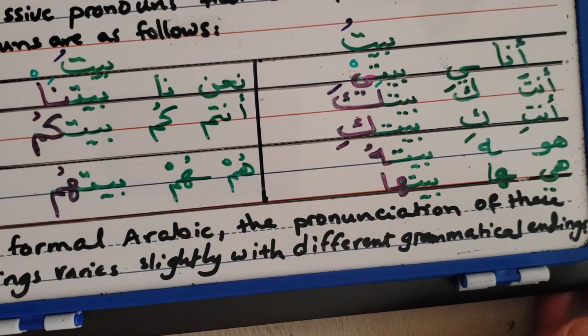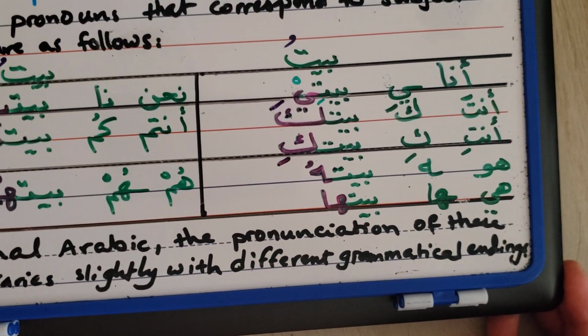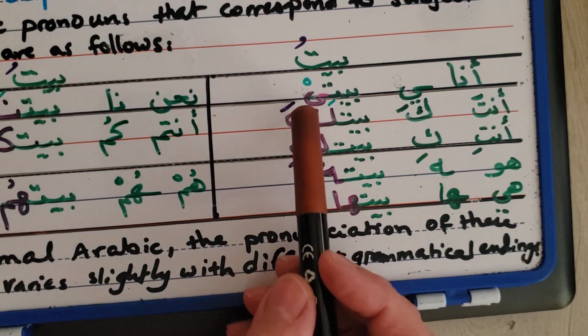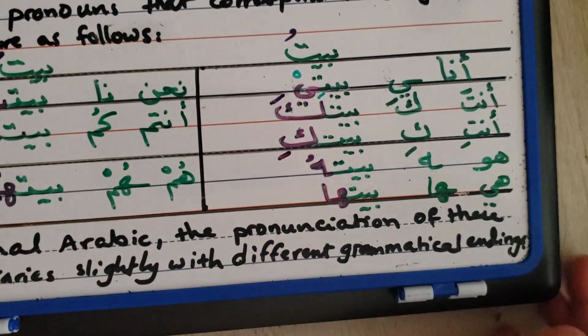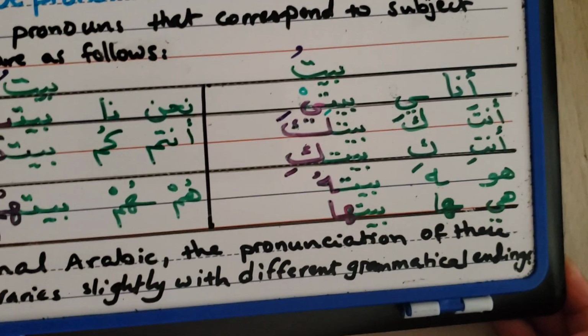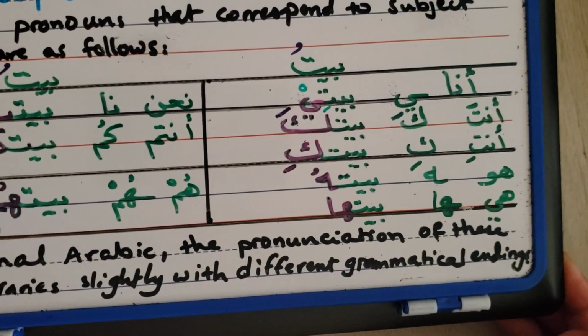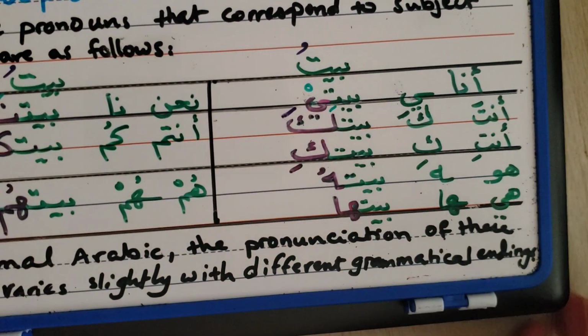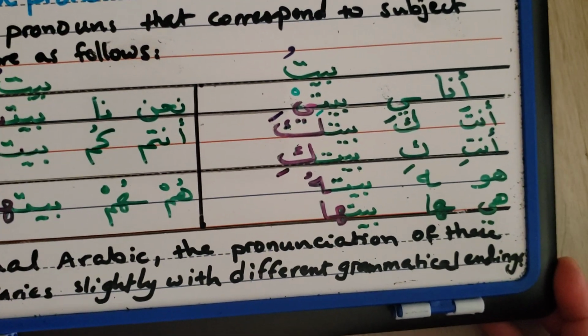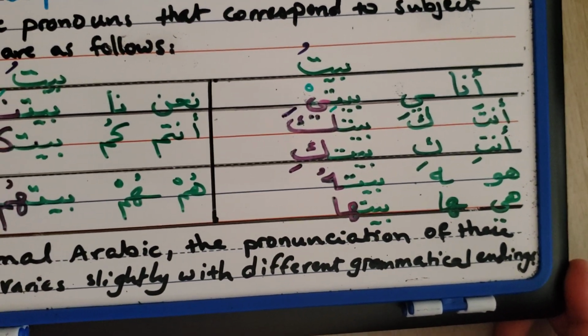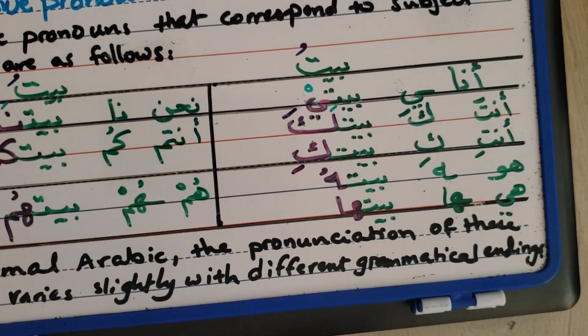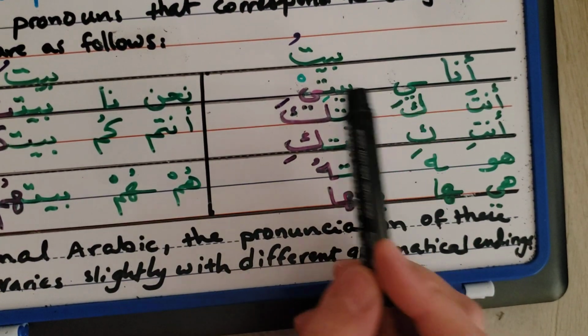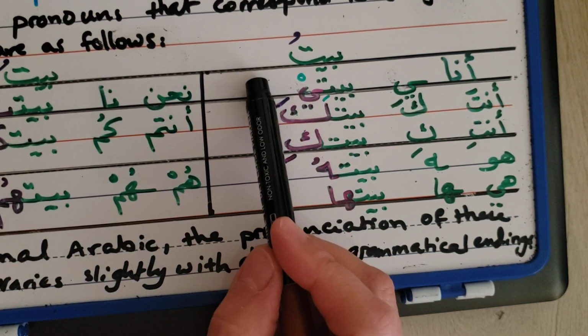Okay, so now let's look at the possessive pronouns, which are, as I said, suffixes that connect to the end of a noun, such as the word bait. I put bait here and bait there to show you that we will try to connect those suffixes or possessive pronouns to the ending of the word bait to indicate different meanings. So if I'm talking about me and this house belongs to me, it's my house.